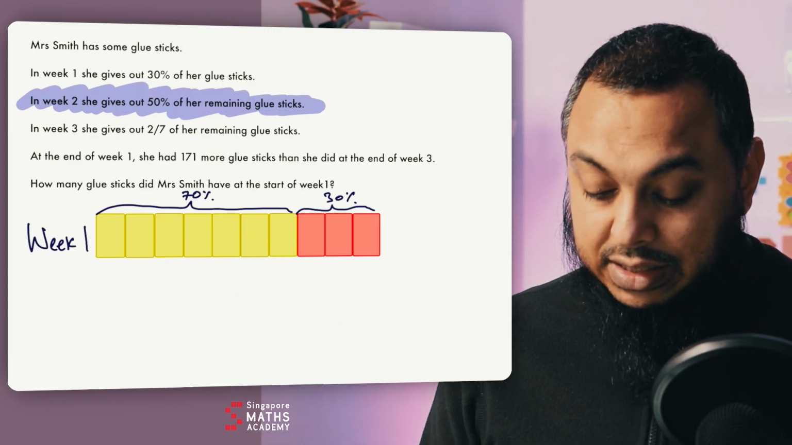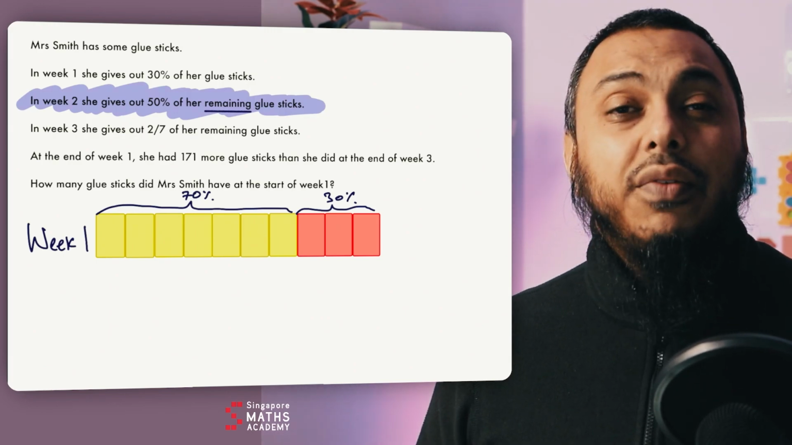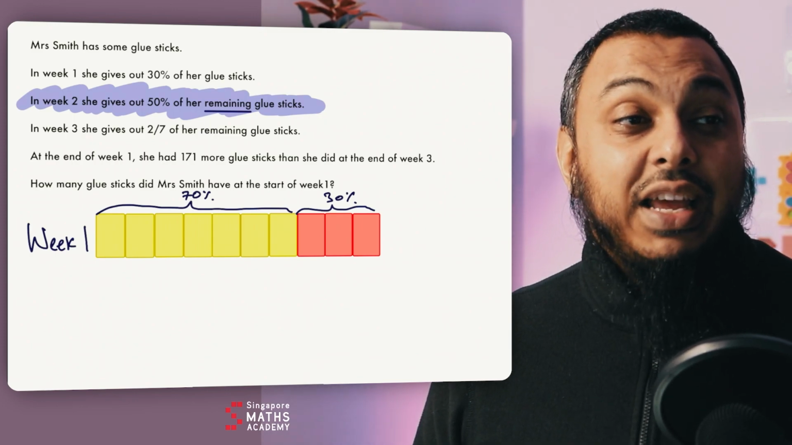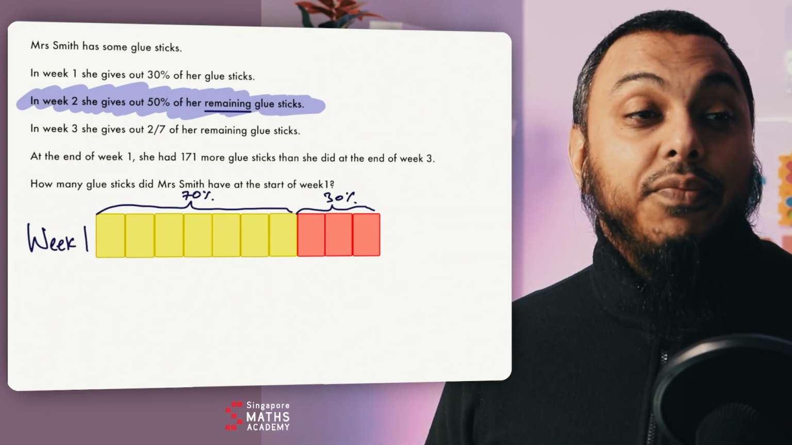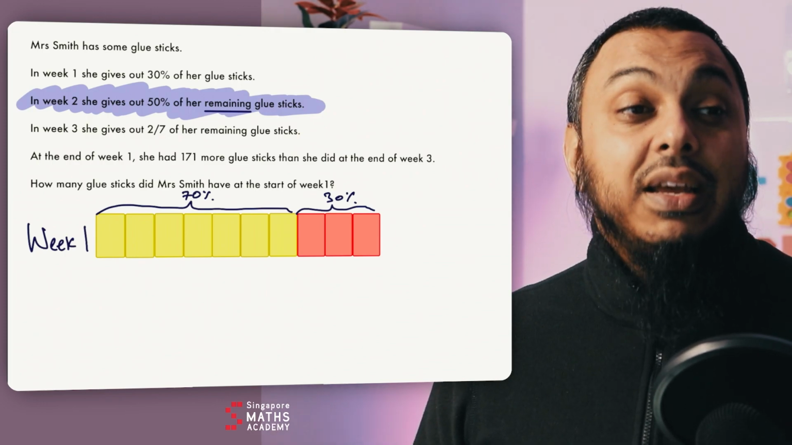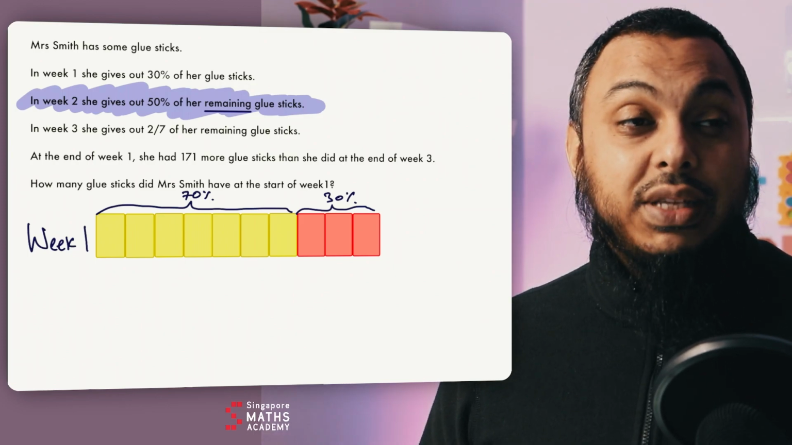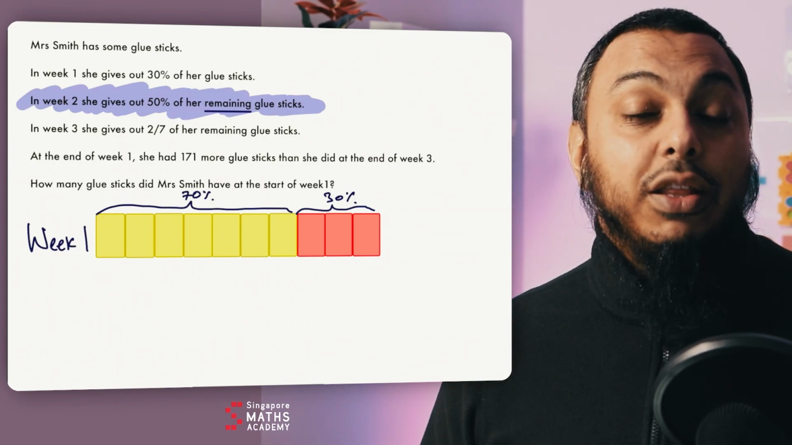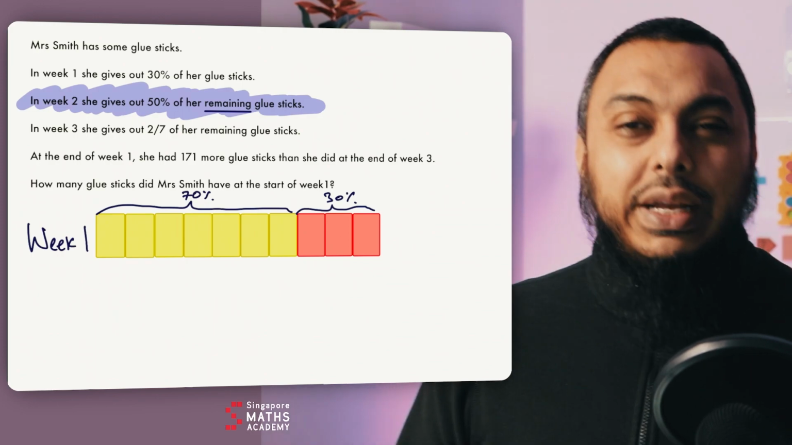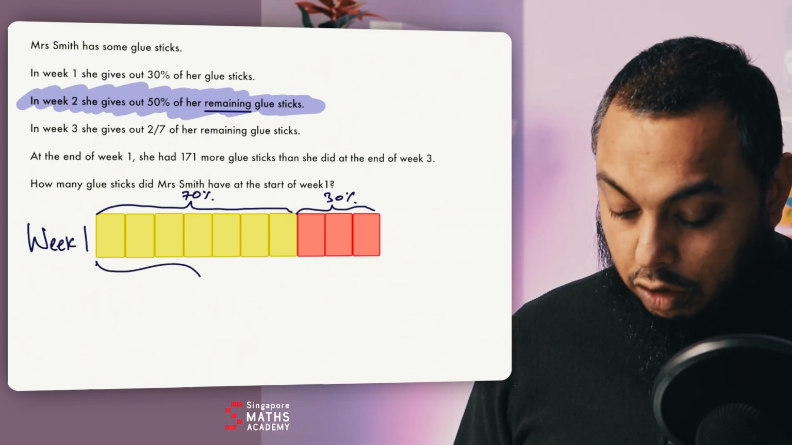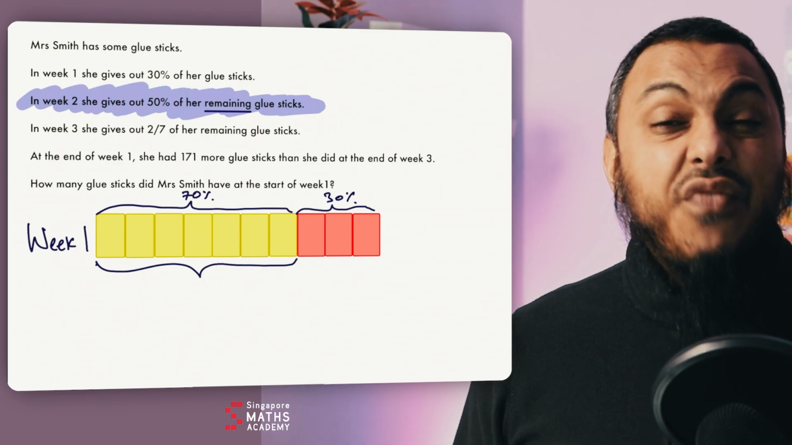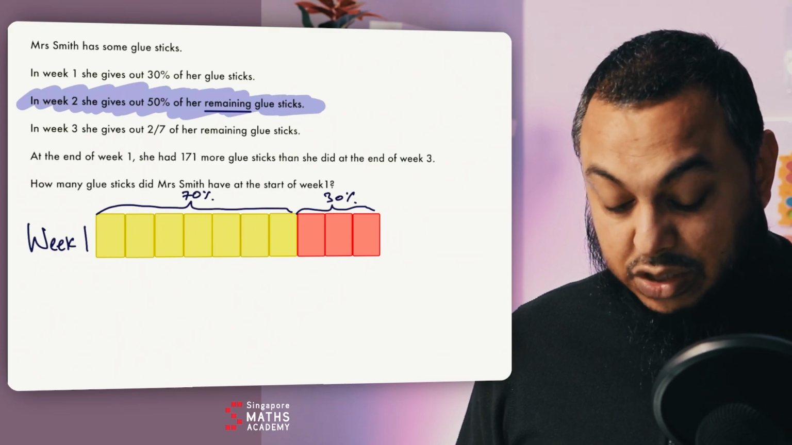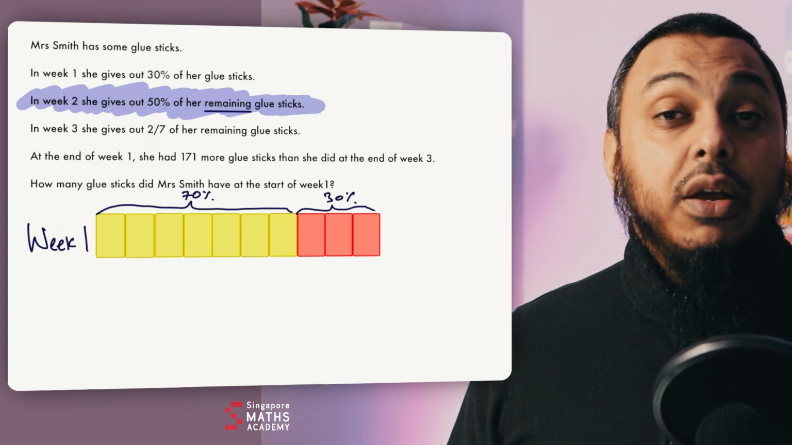And the key word here is this remaining, because a lot of children neglect that word or don't even recognize that word in the sentence. And so what happens is they just take 50% out. So instead of having 50% of the 70%, they take 50% out of the whole, which is 100%, and therefore you've got 50%, 30%, you've got 80% taken, gone, right? The glue sticks, 80% of the glue sticks have gone. That's not what it's saying, right? It's saying out of all of this remaining, the 70%, 50% of this has gone. So she's given out 50% of the remaining.